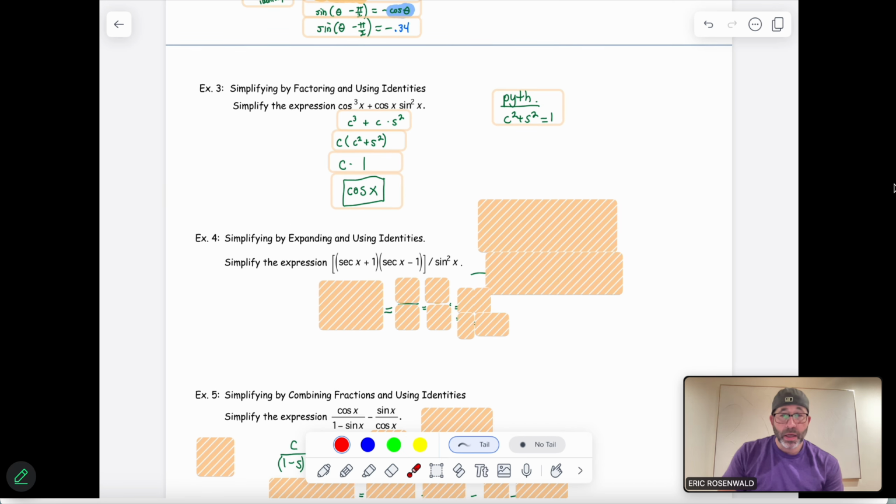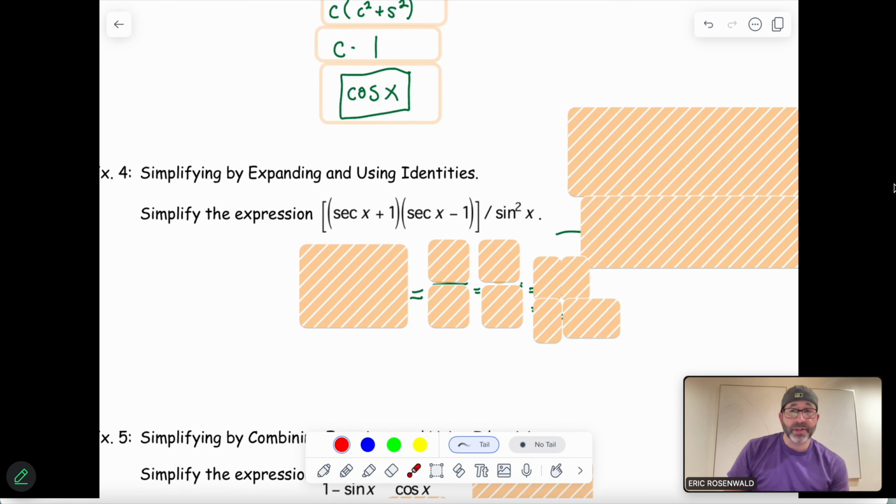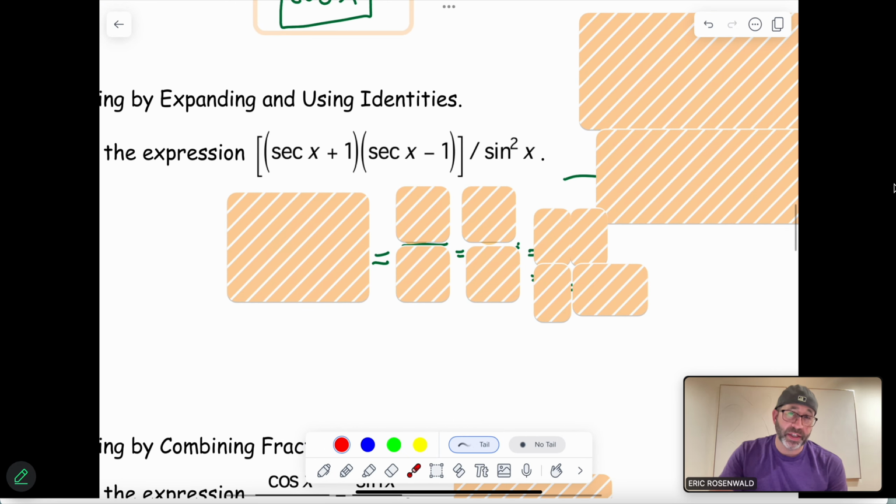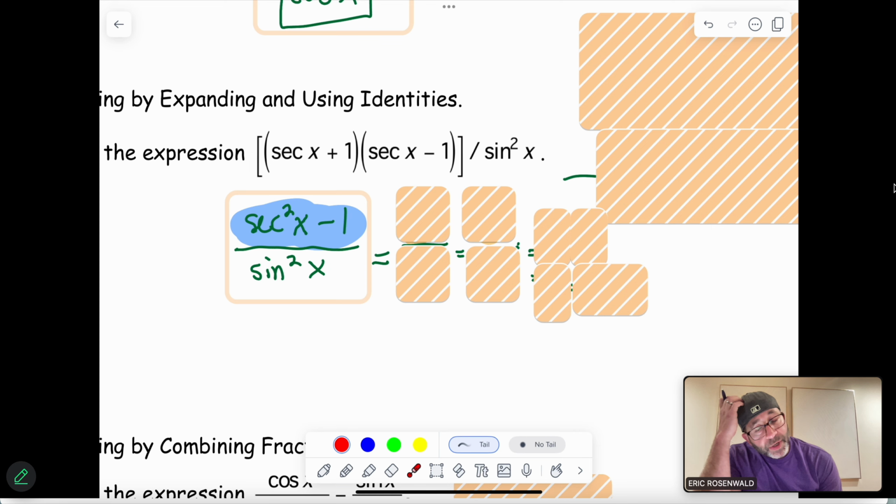All right. Let's take a look at another example where we're going to be simplifying. I don't like the way this one is written, the secant of x plus 1, the way it's all written horizontally, so I'm going to rewrite it vertically. At the top, we have the secant of x plus 1 and the secant of x minus 1. And what I did was multiply that together. That's that difference of squares.